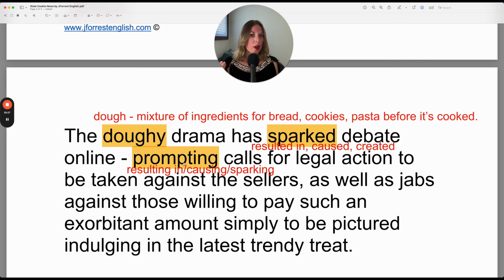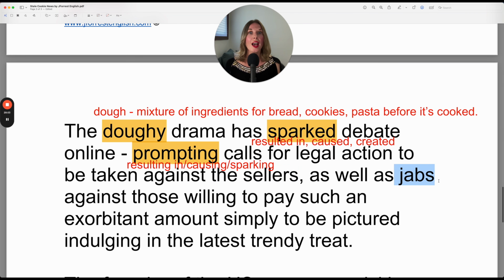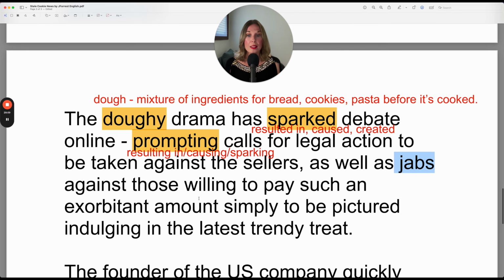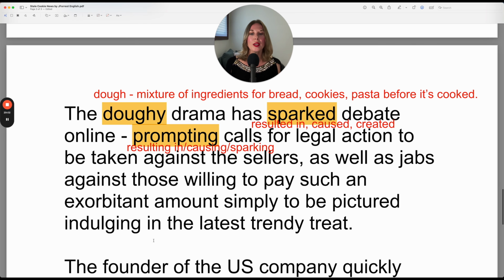We tend to avoid using the same words in the same sentence, which is why it's so valuable to learn alternative ways of saying the same thing. Prompting calls, sparking calls for legal action to be taken against the sellers. The sellers being the people who are selling the cookies, who went to Hawaii, brought them back, and sold them days later, the sellers, as well as jabs against those willing to pay such an exorbitant amount simply to be pictured indulging in the latest trendy treat.